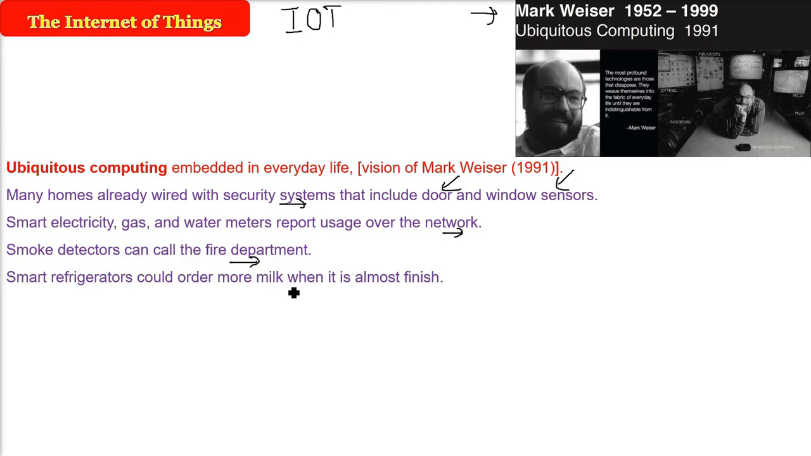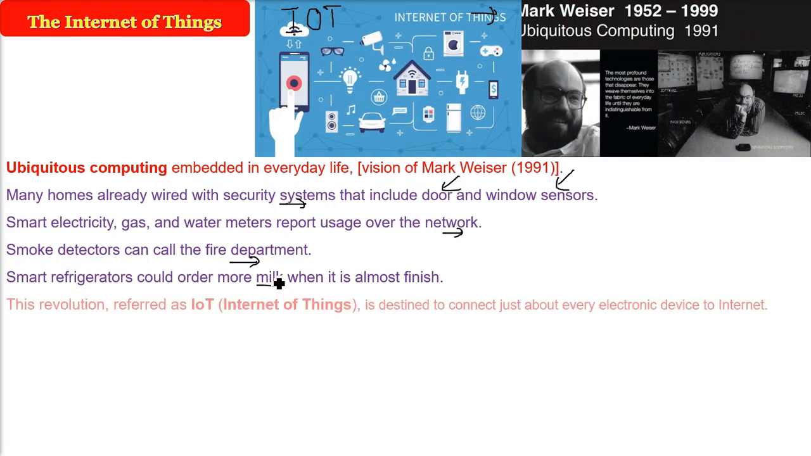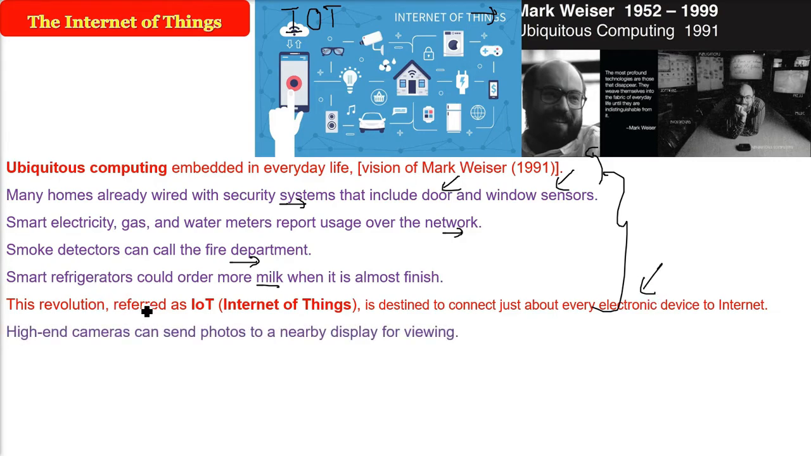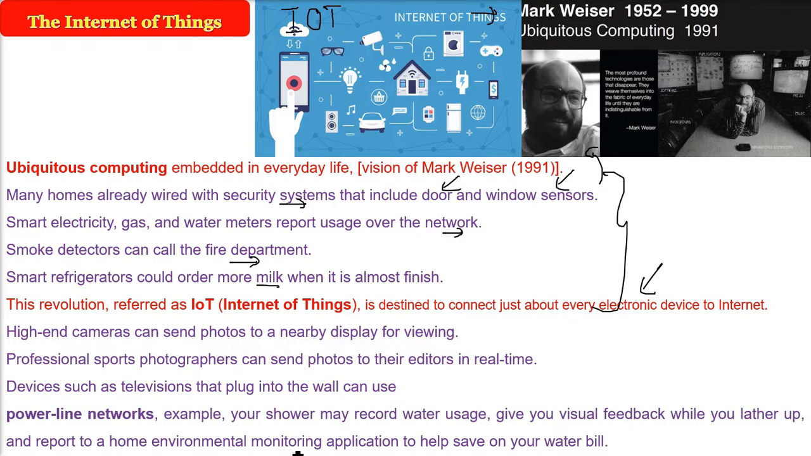There are smart refrigerators. It will tell you that your milk is about to finish. So all this, we call the Internet of Things. This is a revolution. And this is all about connecting every electronic device which we buy to the internet. Now we have high-end cameras. They can send photos like the photographers. They send the photographs to the editors online. You can just have television, these are multiple things you can see on your mobile television.